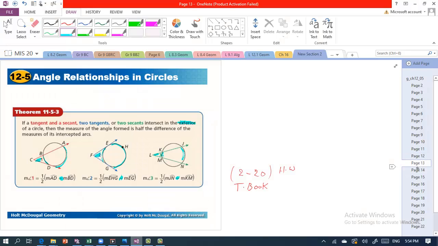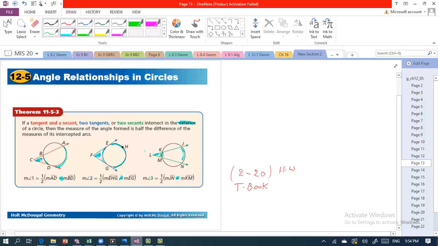Now, the previous one was allocated for interior angles, but here we deal with the exterior. Now we are covering all the exterior cases in one theorem. In three cases, we have tangents and secants. The first one, you can see a tangent and a secant from an exterior point C. Here we have two tangents from exterior point F. And the third case, we have two secants from exterior point L.